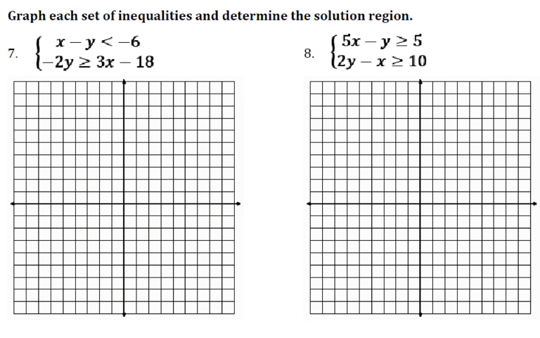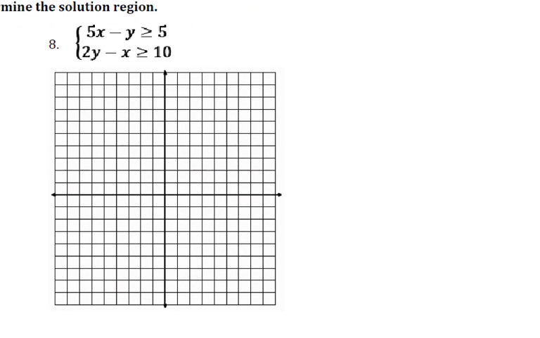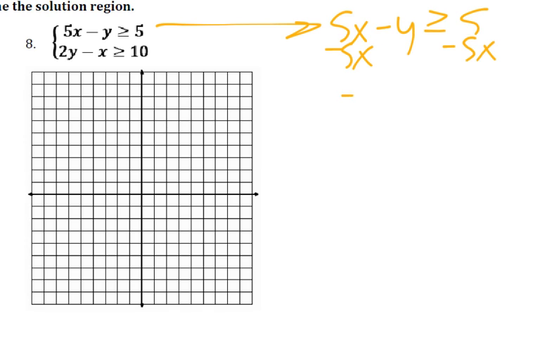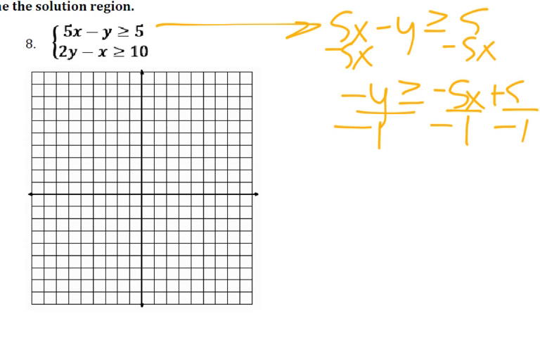Okay, now we take a look at number 8. Let's turn these into slope-intercept form first. Subtract 5x. Get -y is greater than or equal to -5x plus 5. Divide by -1 because we can't have a -y. Y is less than or equal to, because we switch the inequality, positive 5x minus 5.